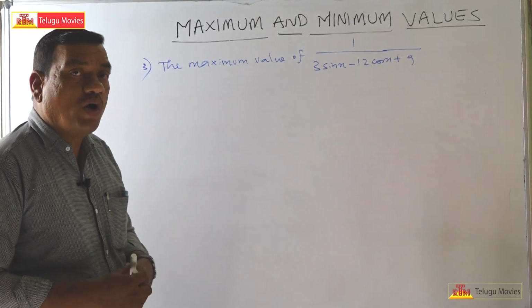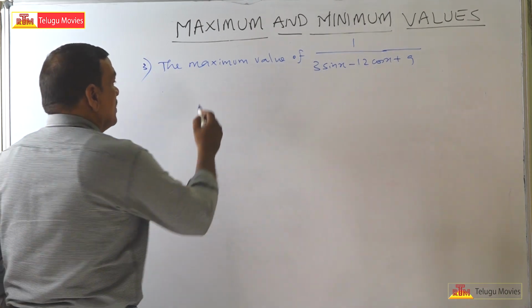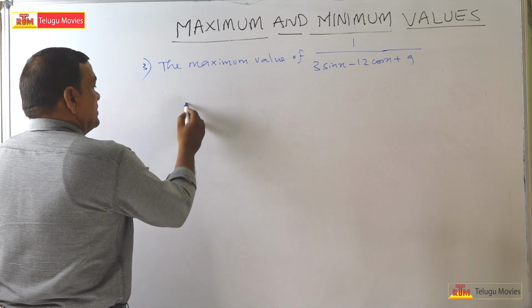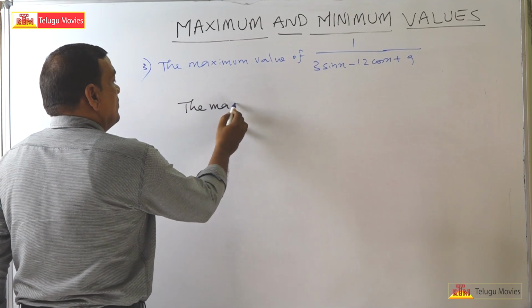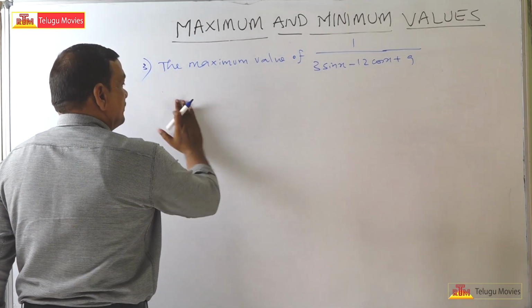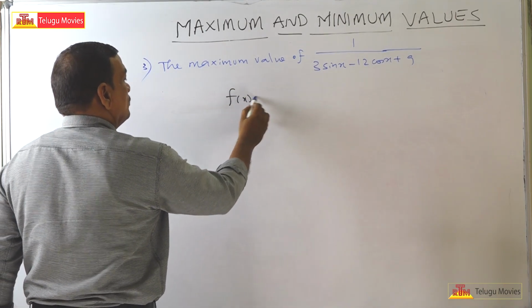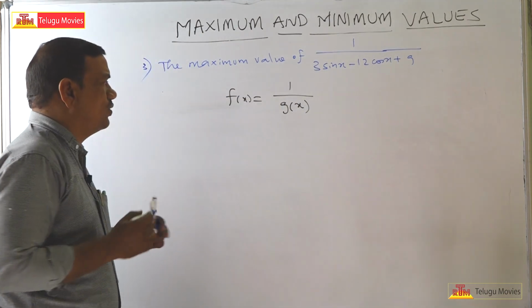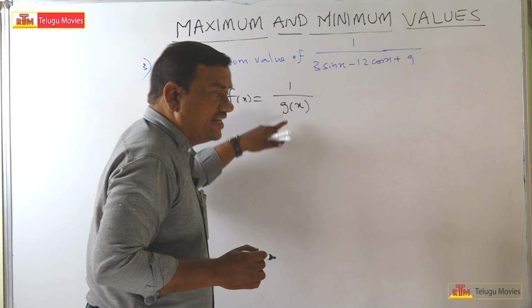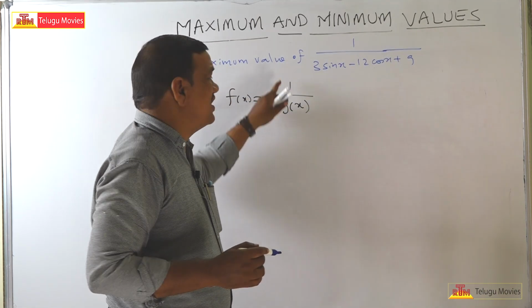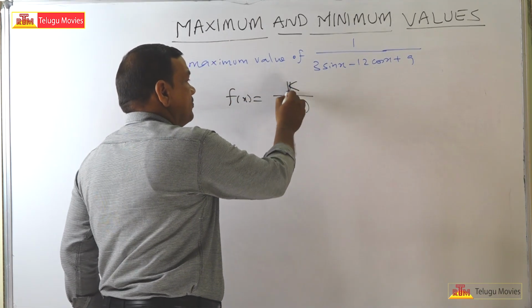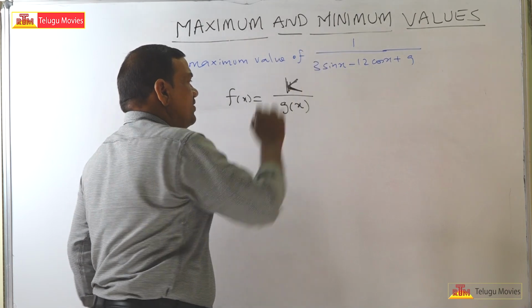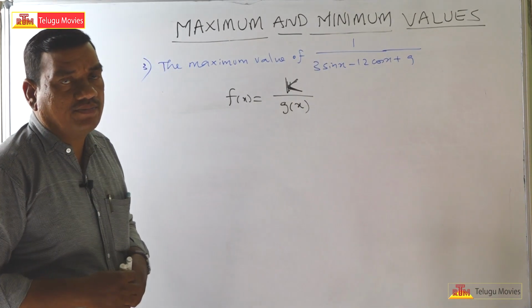So, here we have one result. For example, if f of x is equal to 1 by g of x, or 3 by g of x, or 10 by g of x, whatever may be the constant, no need of any one. If it is of a type like that, then the result applies.